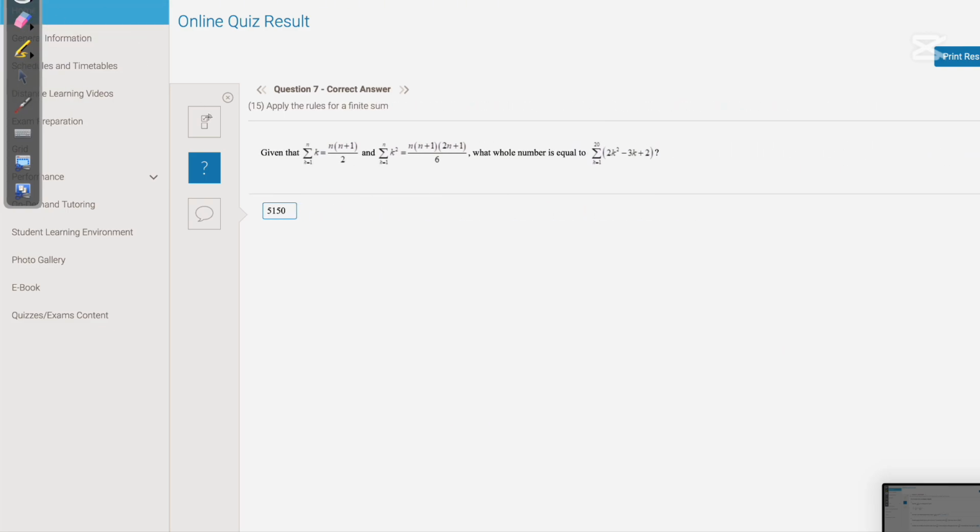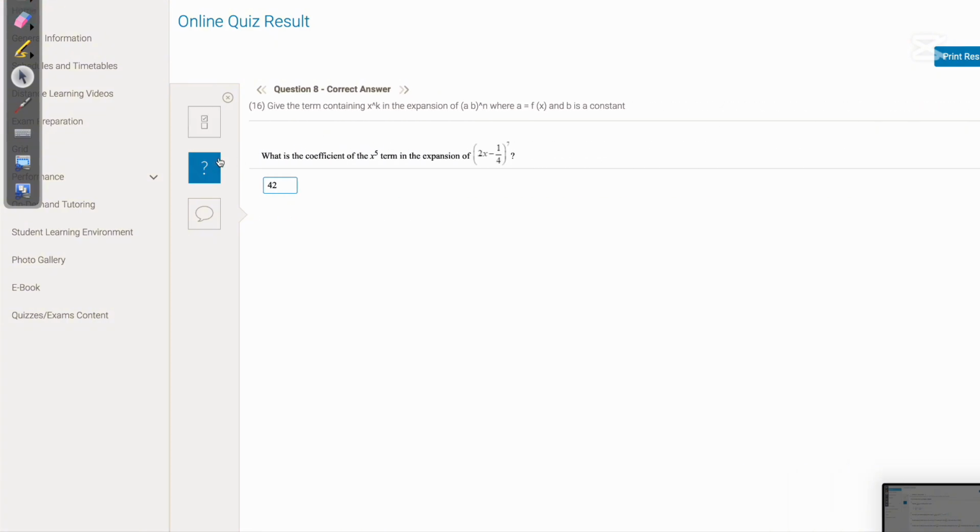So for this one, we will just need to use the calculator. So summation of x equals 1 to 20, and then just substitute k by x in this case. 2x squared minus 3x plus 2, which will give us 5150.